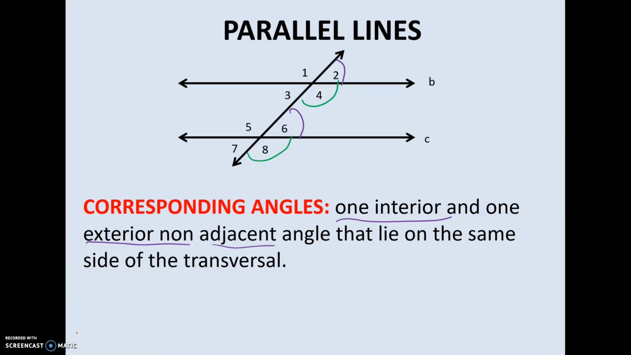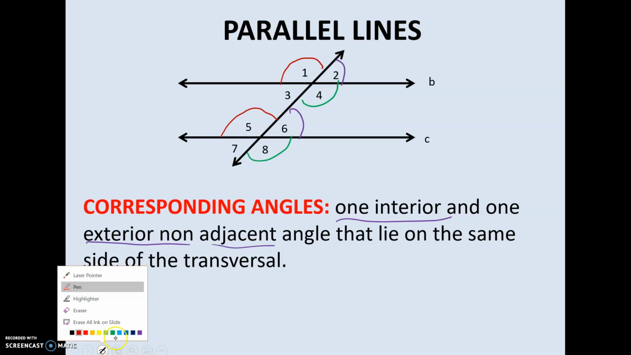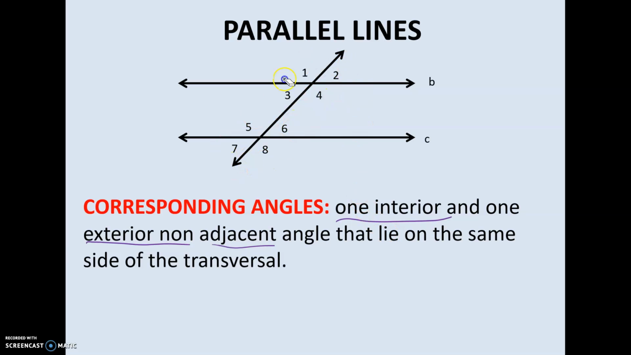Another set. Angle 1 would correspond to which angle? Yes, angle 5. Angle 5 is interior, angle 1 is exterior. Those are corresponding angles. Okay, can we find our last set of corresponding angles? Angle 3 and angle 7 would be corresponding angles. Angle 3 is the interior angle and angle 7 is the exterior angle. Okay, those are corresponding angles. Excellent, ladies and gentlemen.